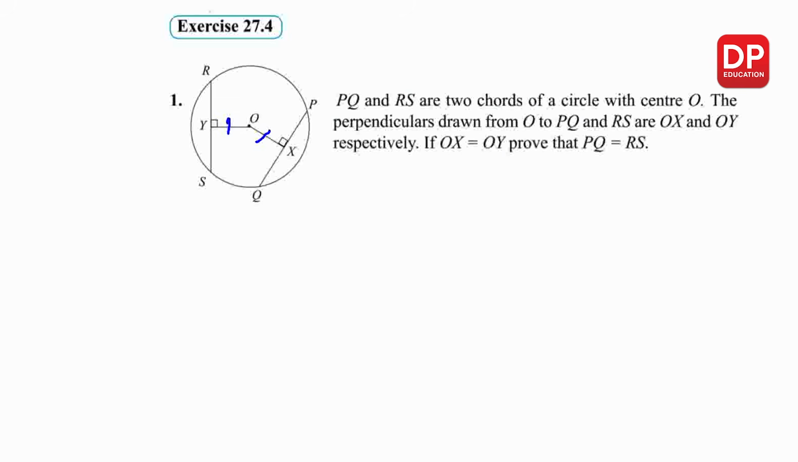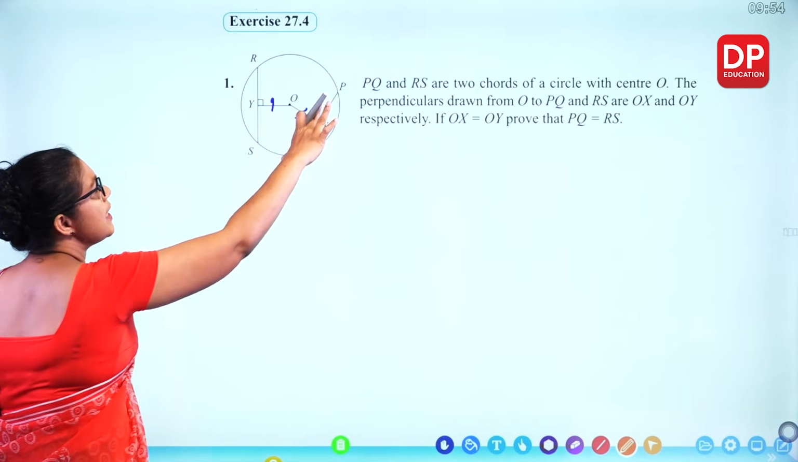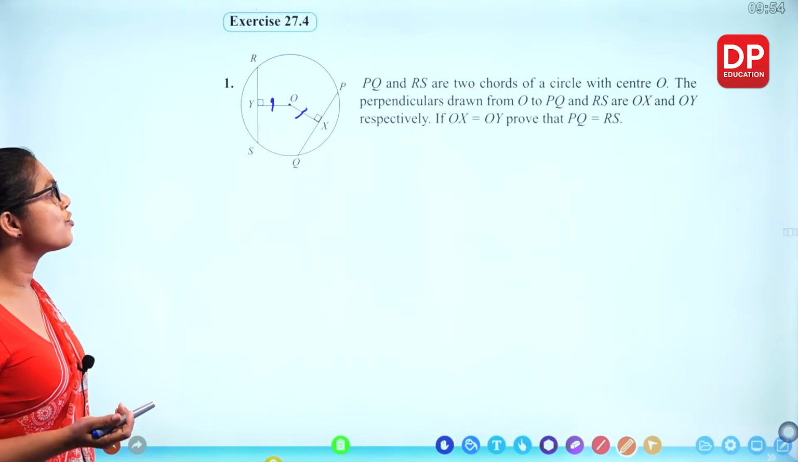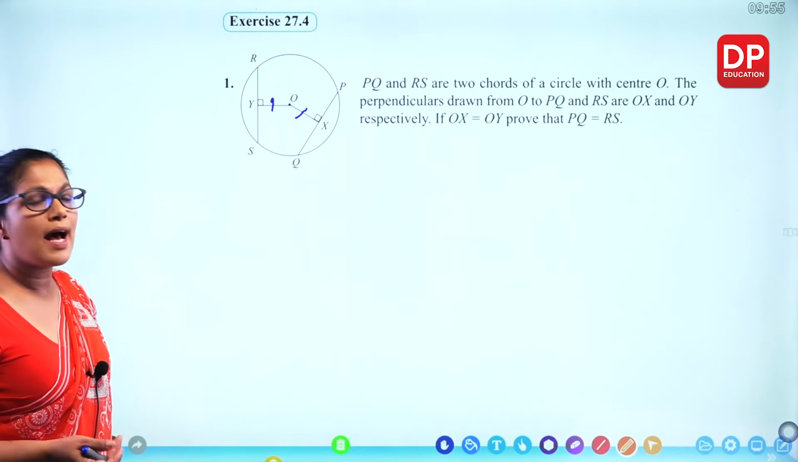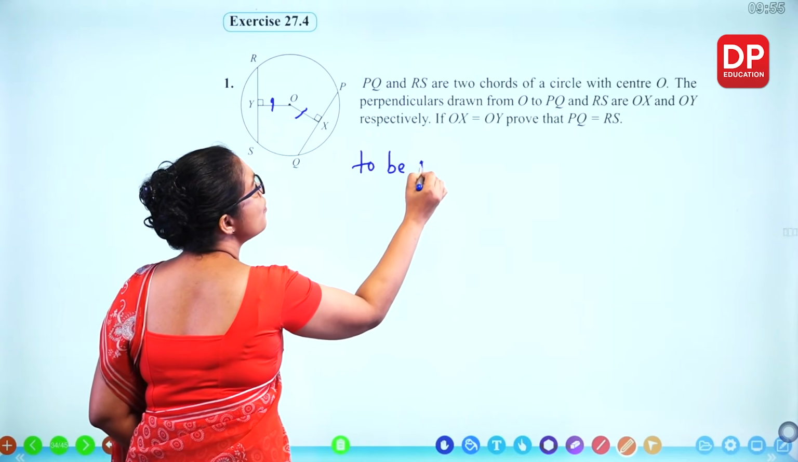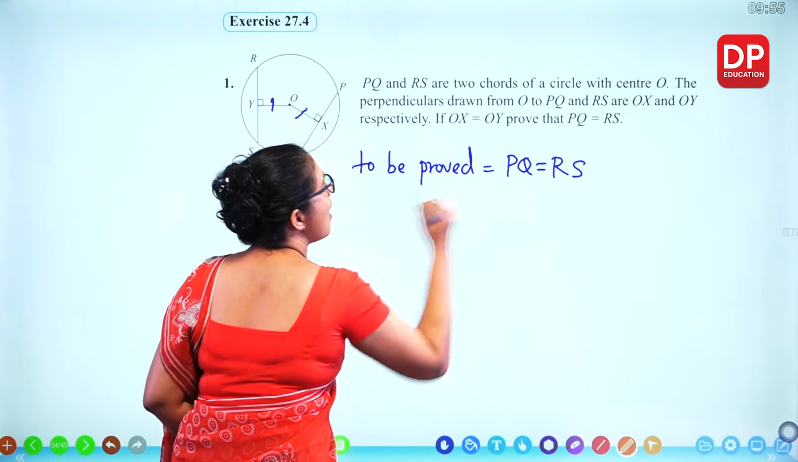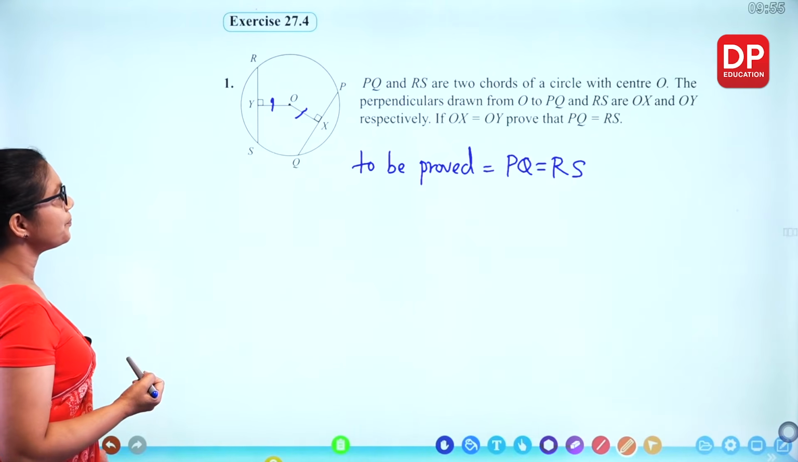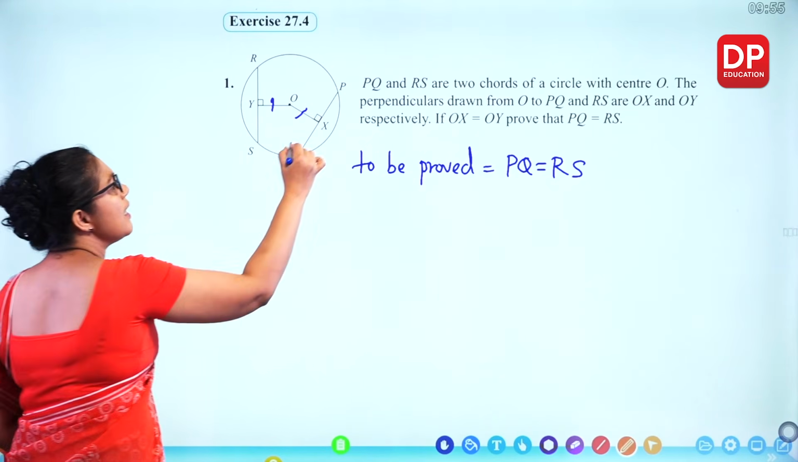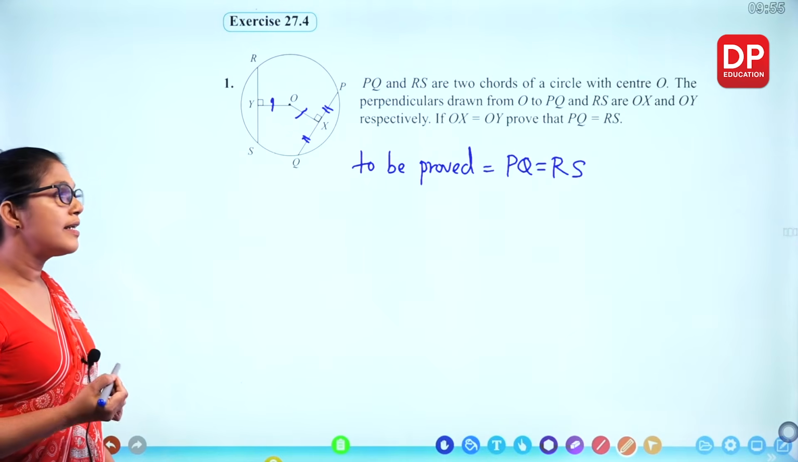So here these two lengths are equal. So you are asked to prove that PQ. So what is PQ? This length is equal to RS. So that means basically you are asked to find out the two chords are equal. So here you need to show to be proved PQ is equal to RS. Now what you know from these two triangles, we know when you draw a perpendicular, these two lengths are equal because the chord is bisecting.